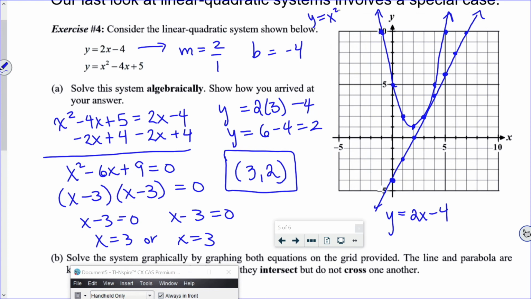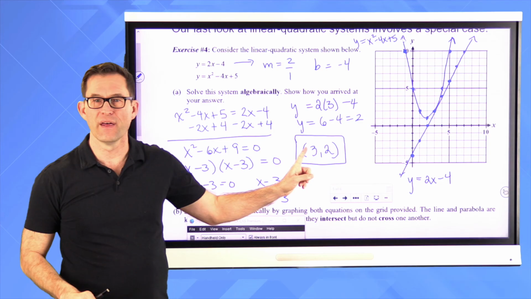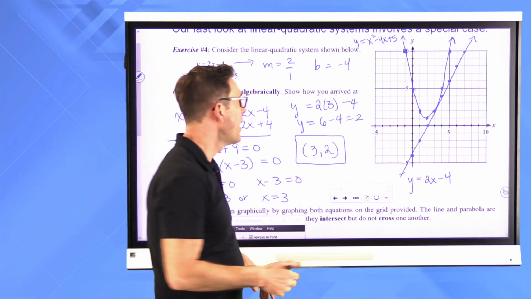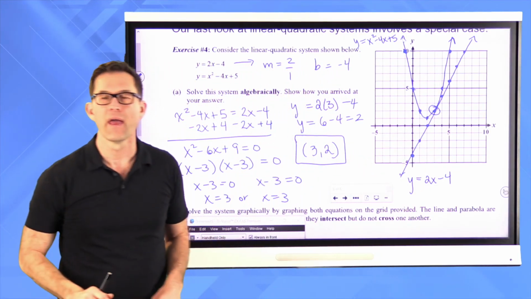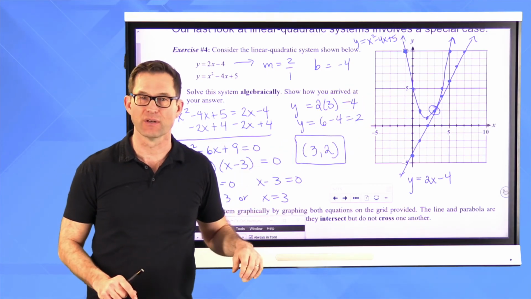Label its equation, y equals x squared minus 4x plus 5. All right, and let's take a look at this, right? Remember, I found that the solution, algebraically, was 3, 2. And that is the point right here. Right? And we call this line and this parabola tangent, right?